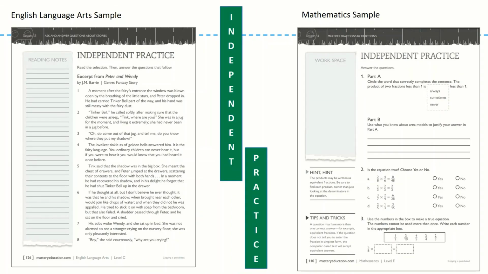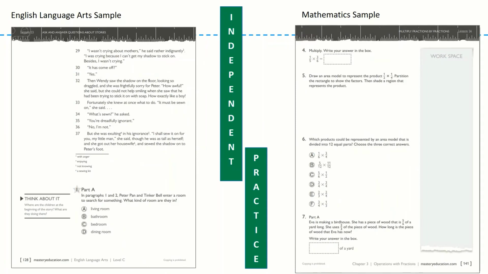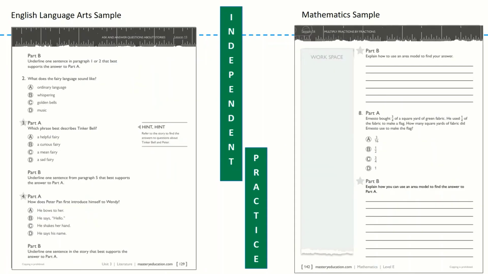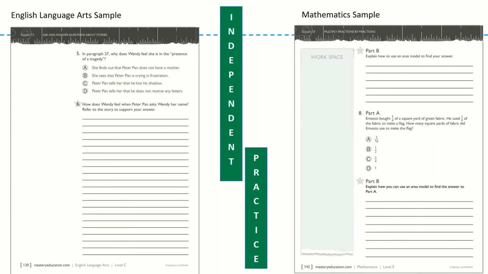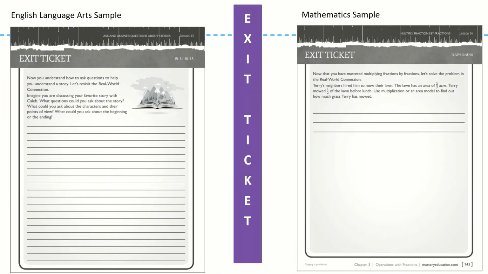Then on day 3, I assign independent practice. It provides students with the chance to apply learning with questions that are written like the state test. Finally, on day 4, I assign the exit ticket. It's a great way to culminate and assess learning.